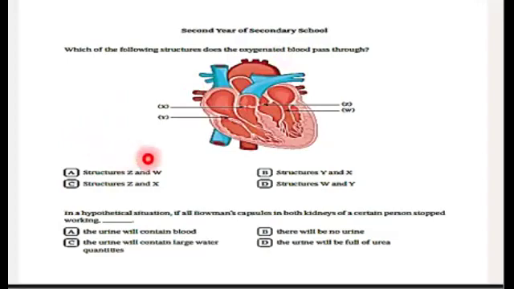The next question: in a hypothetical situation, if all Bowman's capsules in both kidneys of a person stopped working, A, the urine will contain blood. B, there will be no urine. C, the urine will contain large quantities of water. D, the urine will be full of urea.